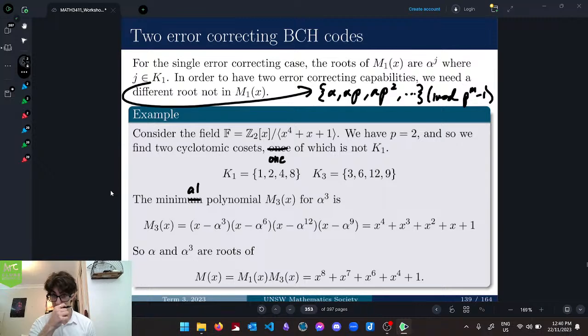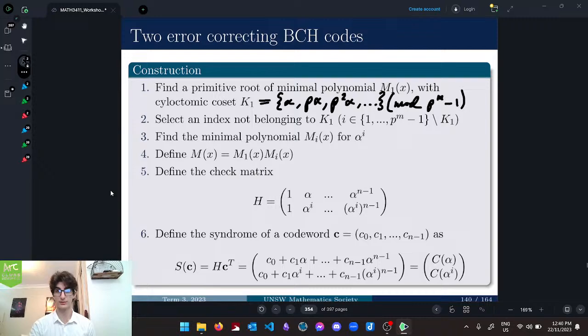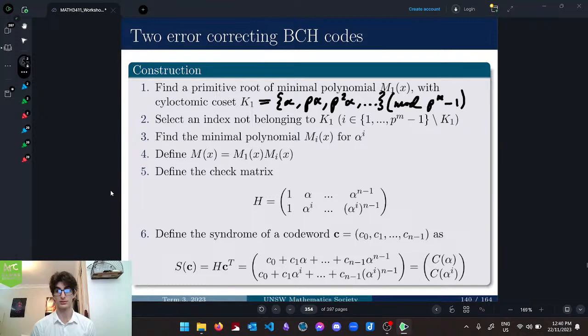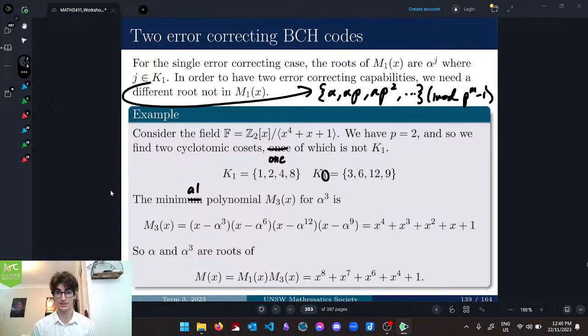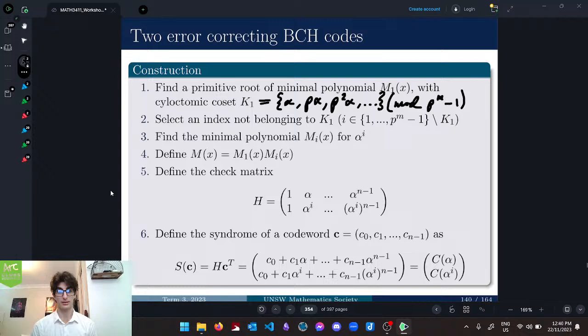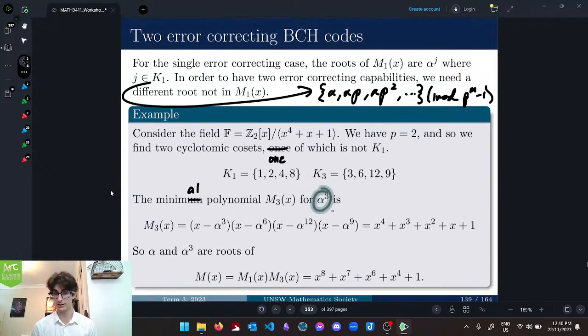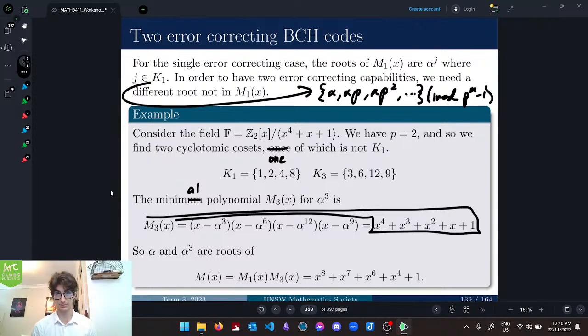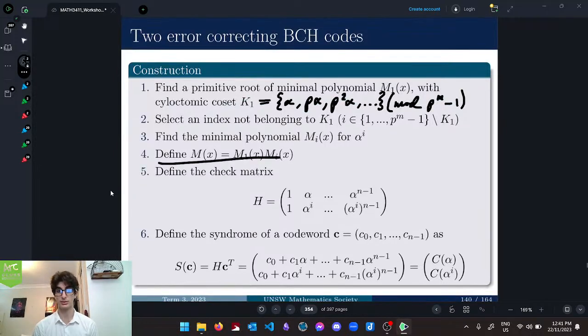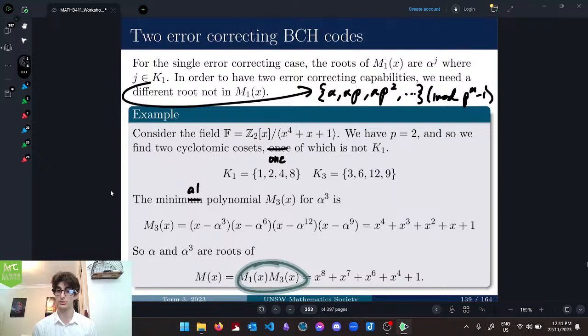So we can see we did these exact steps. We said first, we found a primitive root of our polynomial. We then selected an index not belonging to K1, so we can see we chose 3 here, not a part of K1. We found the minimal polynomial for that root, alpha to the 3 that we chose, which ended up being this little bit. Just this bit is what we care about. And then we defined our new m as the product of our two polynomials.